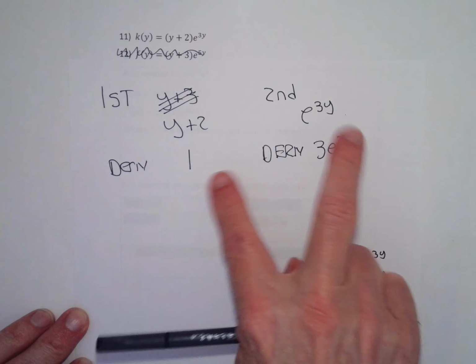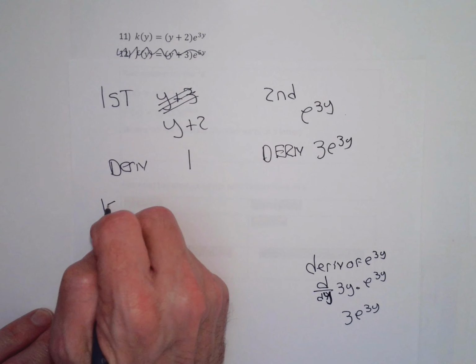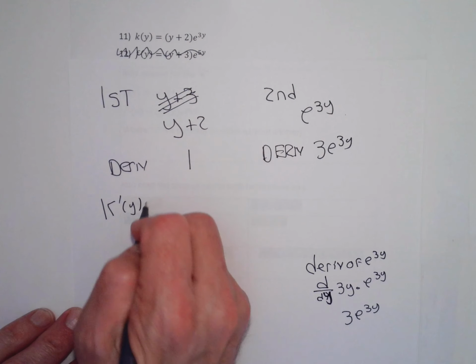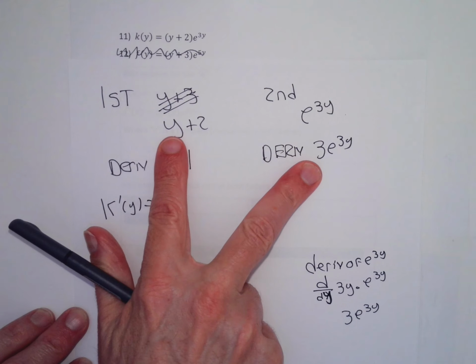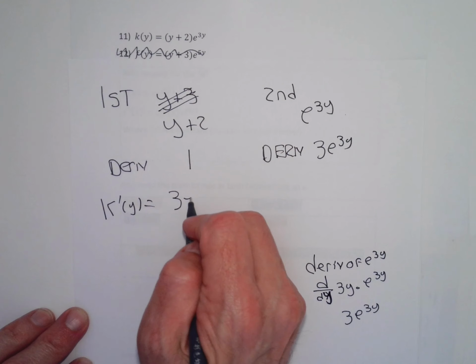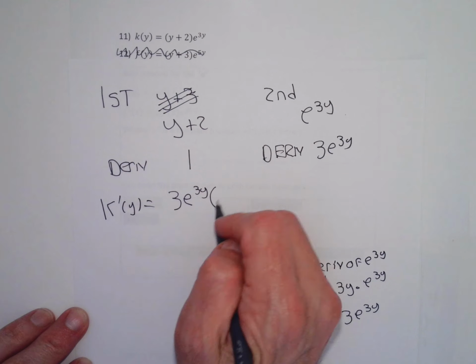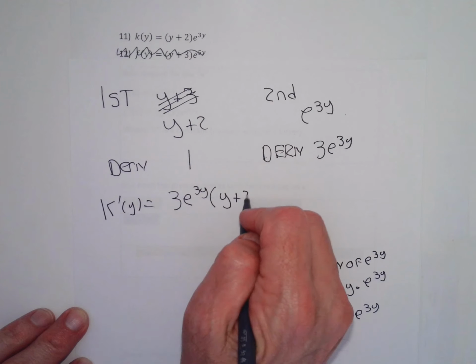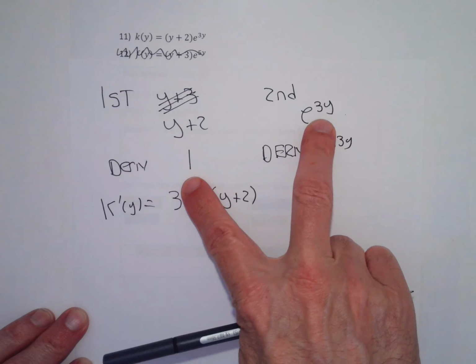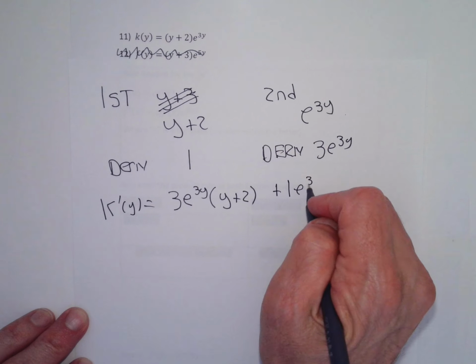Cross multiply down, cross multiply up. Crazy derivative. When I cross multiply down, I don't even know which order to put it in. I'm going to put the 3e to the 3y first. It just looks better to me. But this y plus 2, it's a binomial. When I'm multiplying by it, it needs to go in parentheses. Now I'm going to cross multiply up and get 1 times e to the 3y.